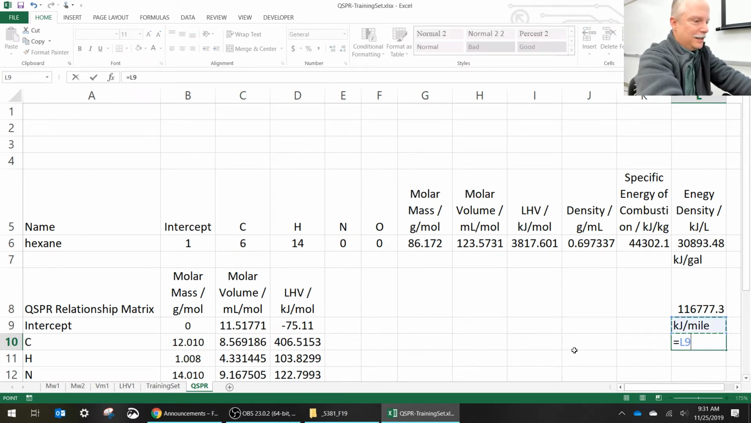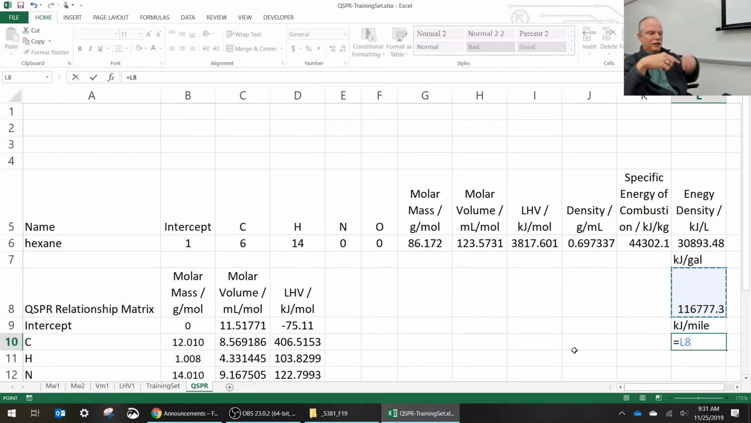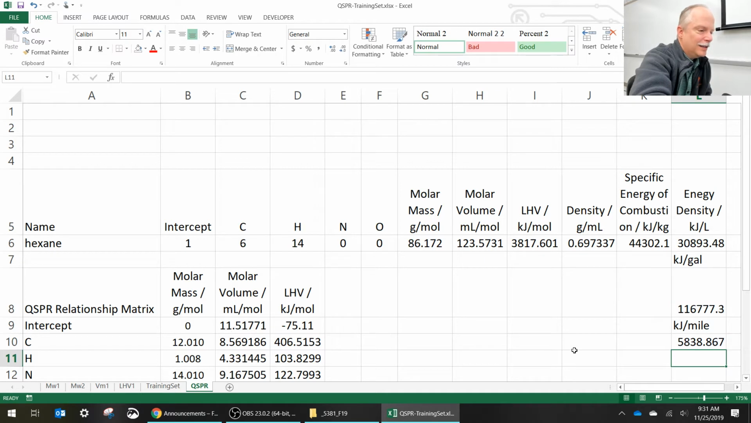So it's equal to that per gallon. Each gallon is 20 miles. And so we multiply by 20 per gallon, and then gallons on top, 20 miles on the bottom, so we divide by 20. There we go. So that's how many kilojoules it takes to go a mile on hexane.